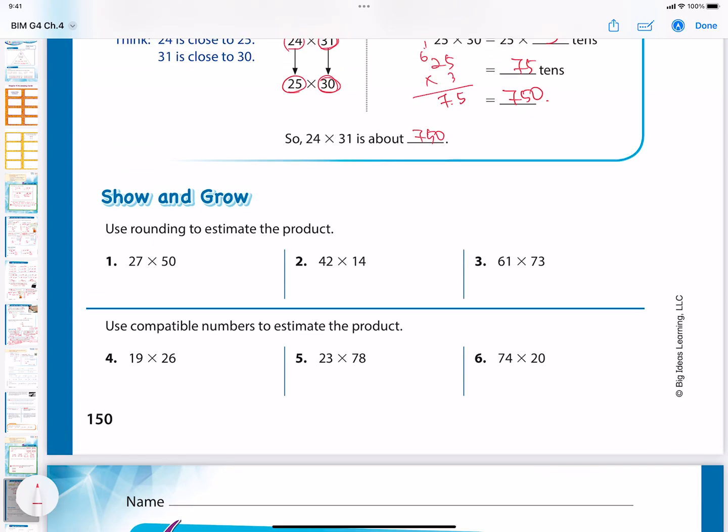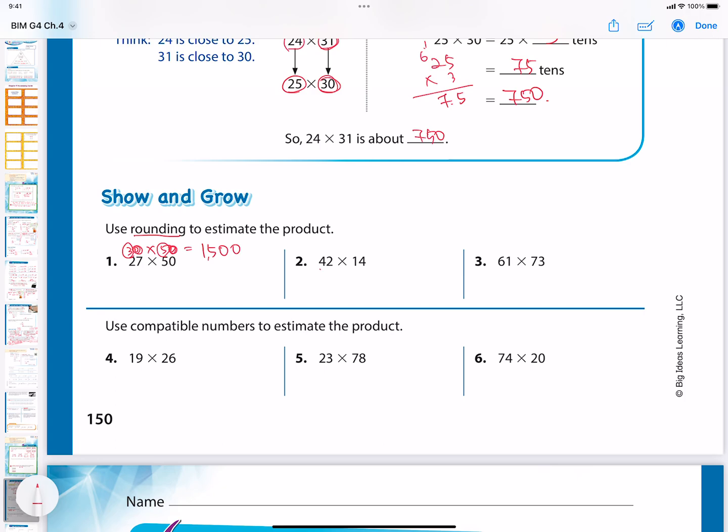Use rounding to estimate the product. 27 times 50. Remember, rounding is not comparable numbers. Is 27 closer to 20 or 30? Yes, 30. So 30 times 50. We learned this one, right? 3 times 5 is what? 15. How many zeros need to be added? 2 more zeros. So 1,500.